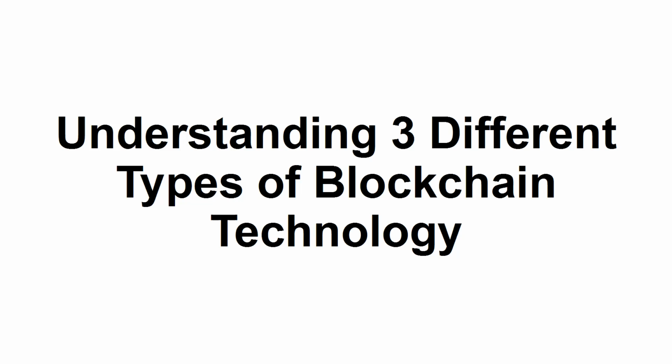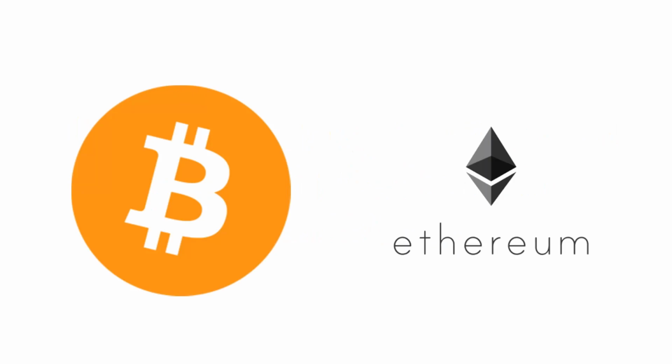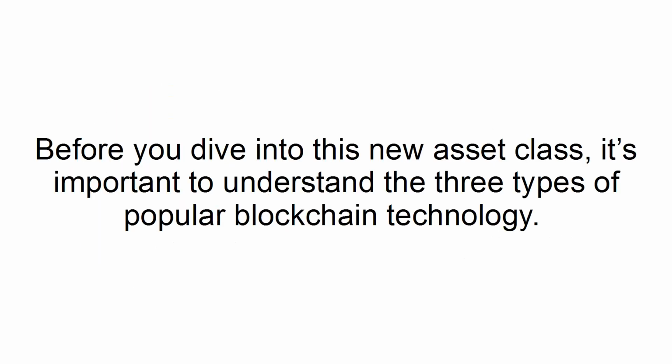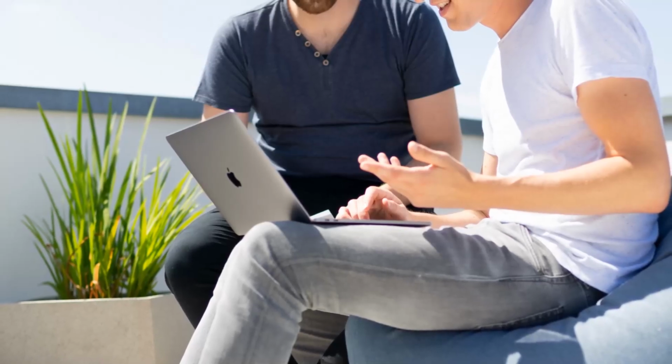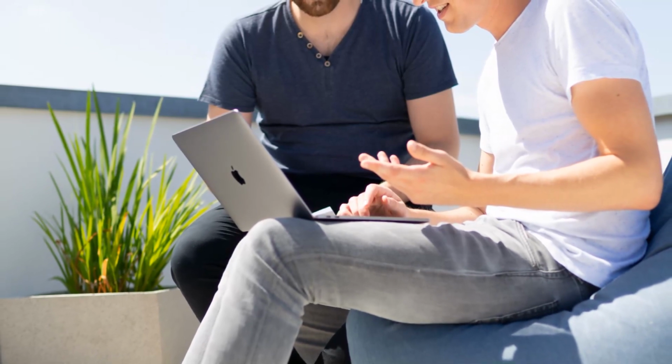Understanding three different types of blockchain technology. Cryptocurrencies, like Bitcoin and Ethereum, have become a hot investment over the last several years because of their seemingly get-rich-quick potential. However, before you dive into this new asset class, it's important to understand the three types of popular blockchain technology. Public blockchain. This type of blockchain allows anyone in the world to download the data and read the data.